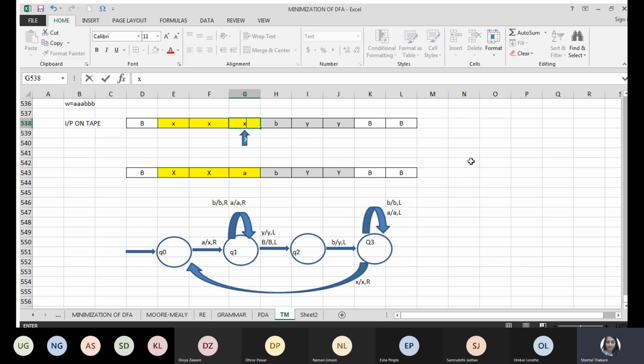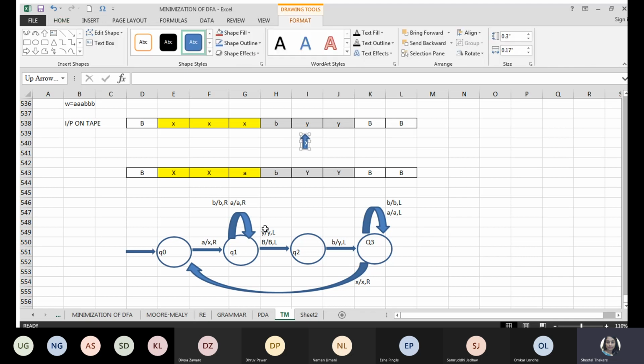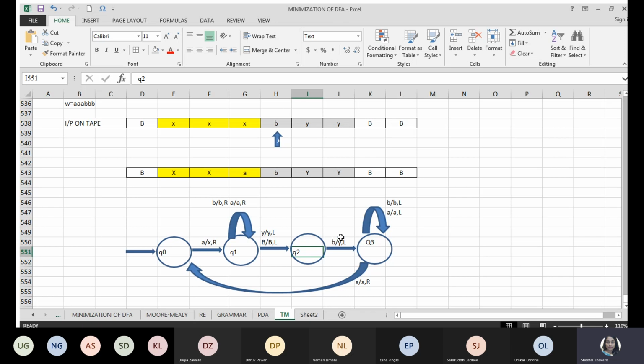अभी ये process में A is converted to X, you are moving to right. Right में B should be skipped, move to right. As soon as in Q1 you encounter Y, you let it be Y, move to its left. You are in Q2. Q2 में you encountered B. You are supposed to replace it with Y and move to left. Move to left. You are in Q3. In Q3 you encountered X. If it is X, let it be X, move to its right.